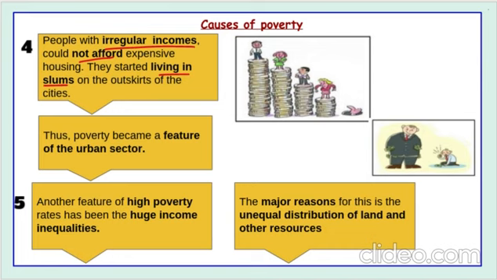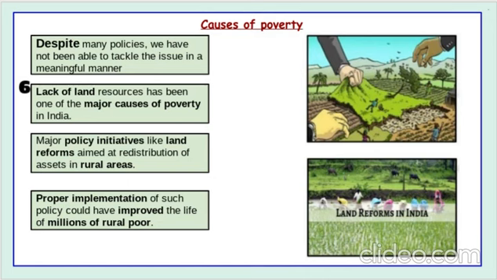Now, what happened? Poverty then became a feature of the urban sector. At the outskirts of the city, slums were located, so that was also considered the urban area. So poverty became a feature of it then. Now, another feature of high poverty rates has been huge economic inequalities. The major reason for this is the unequal distribution of land and other resources. People usually capture land and other resources from other people, resulting in them being landless, right? Let's understand it more over here.